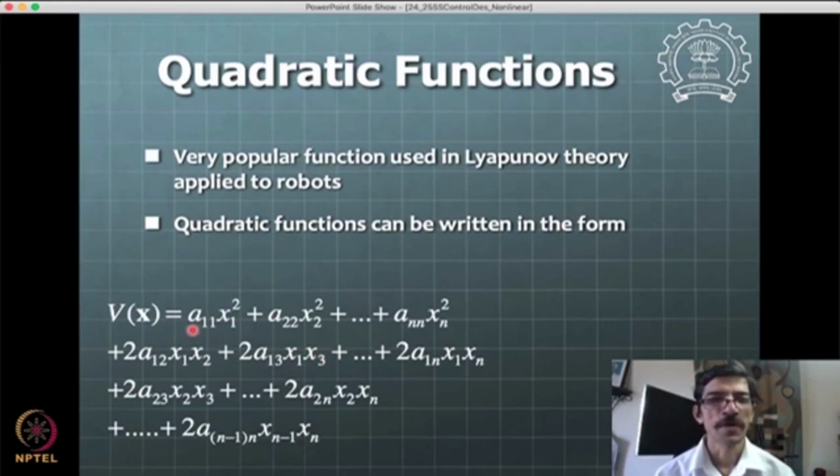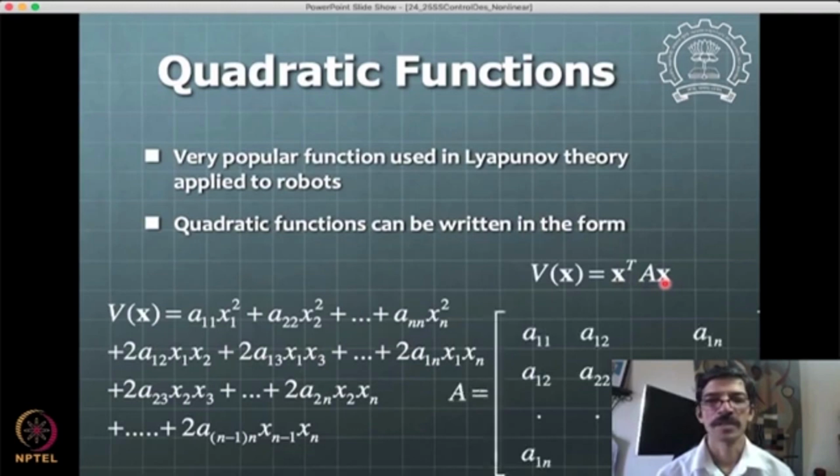Then this form can be expressed as x transpose A x, where A is the matrix of the coefficients. You see the cross-coupling terms a12 and a12 are going to be the same here. I can split the two a12 into one part which goes up here and the other part which comes here. So this is a quadratic form. Given a matrix, I can write a quadratic form in this fashion.